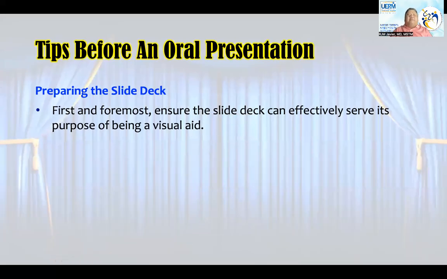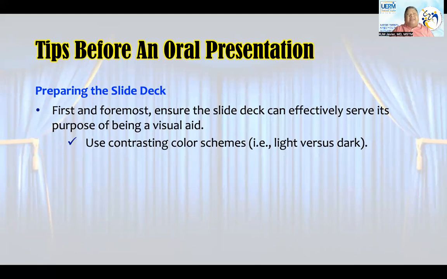Now, how do you prepare for an oral presentation? Because the oral presentation is more intimidating, more nerve-wracking compared to a poster presentation. So first and foremost, ensure that the slide deck can effectively serve its purpose of being a visual aid. Meaning to say, the layout of your slides will also determine how effective your presentation will be.